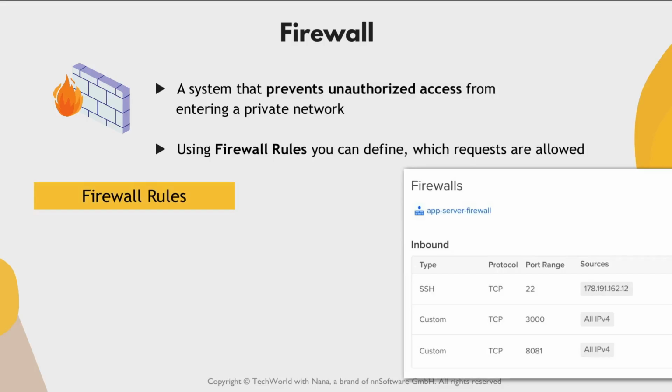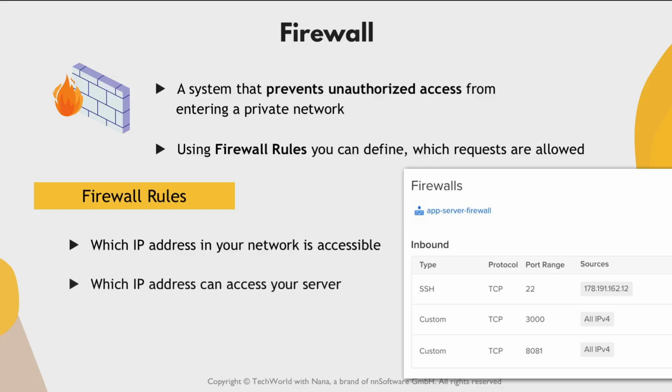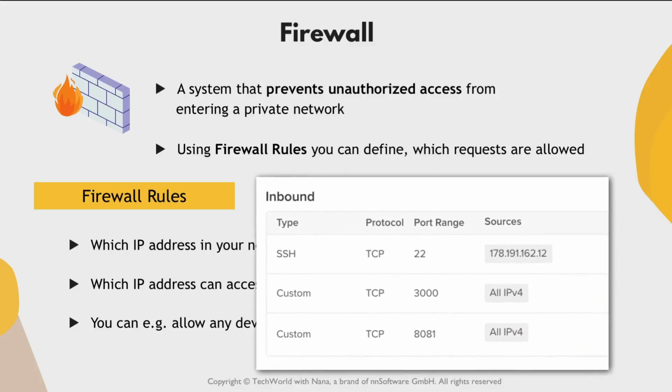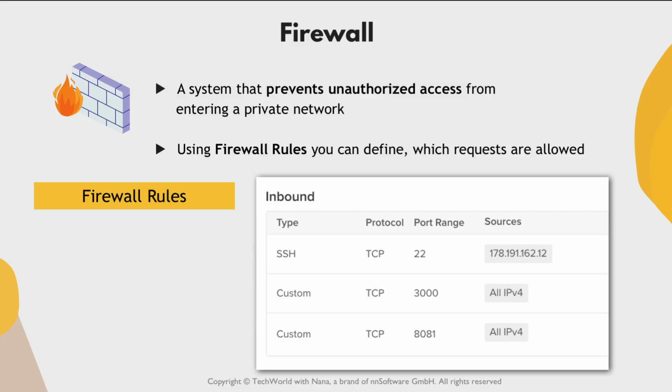So how does it work? You define which device on your network with a specific IP address should be accessible. You can also define which other devices, or what IP addresses specifically, can access your server. Or you can say, I allow any device on the internet to talk to my server. And this is usually the case when you're running a web application because you want everyone to be able to access your application. So for most servers that are running some applications, you will need to configure firewall rules to manage the access configuration.